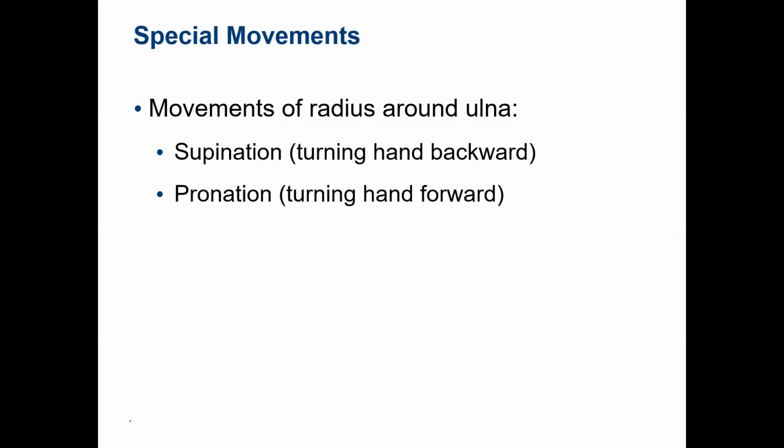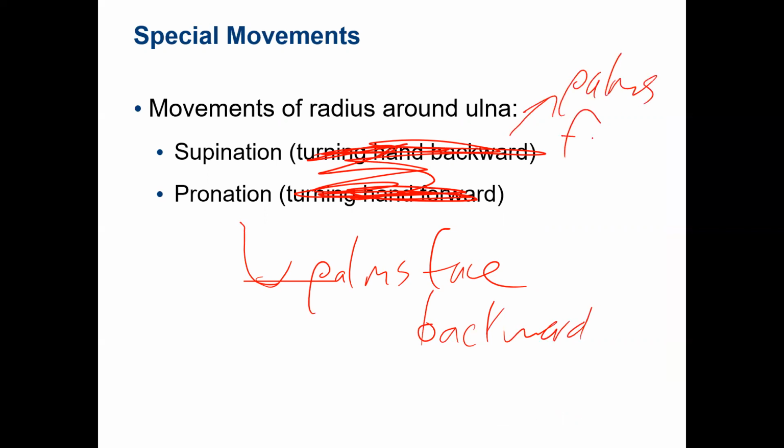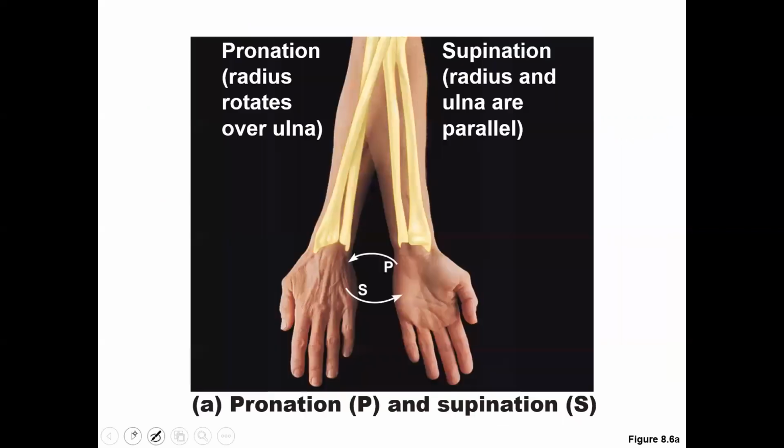The movement of the radius and the ulna get their own terms. Pronation and supination. This is one way to do this. The easier way to do this: pronation, palms face backward. Supination, palms forward. So there's supination, pronation.